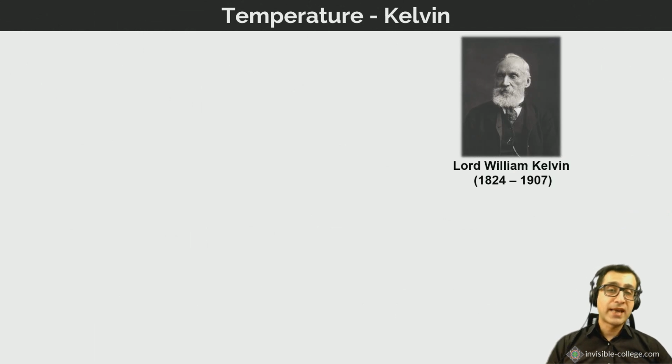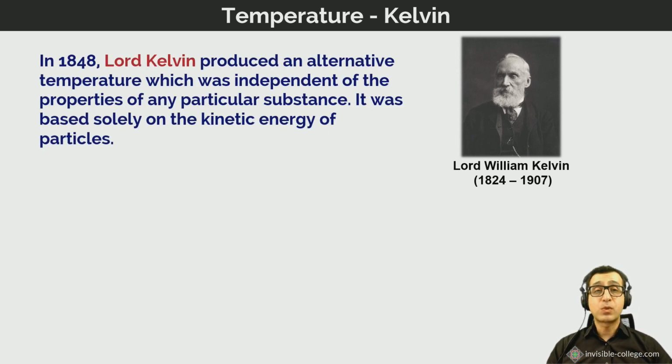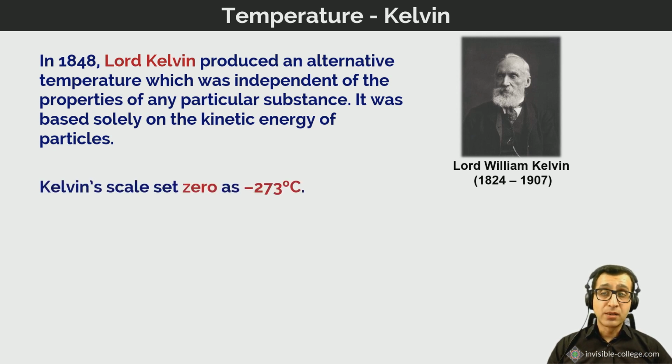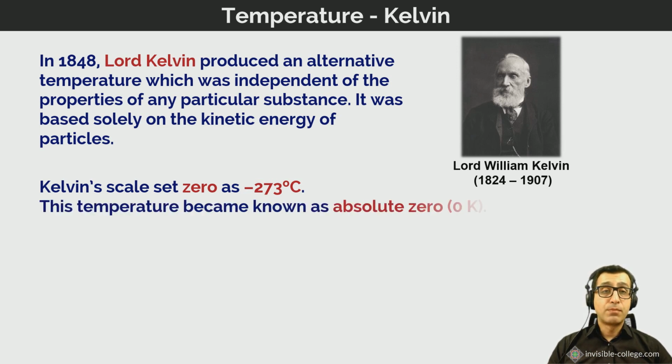So Lord William Kelvin, in 1848, proposed an alternative temperature scale, which was independent of the properties of any particular substance, and was based solely on the kinetic energy of particles. Now, Kelvin's scale set 0 as being minus 273 degrees centigrade. So absolute 0 is about minus 273.15 degrees centigrade. This corresponds on the Celsius scale to what is 0 Kelvin, the absolute 0 of temperature. It's called absolute 0 because there can be no colder temperature than this.